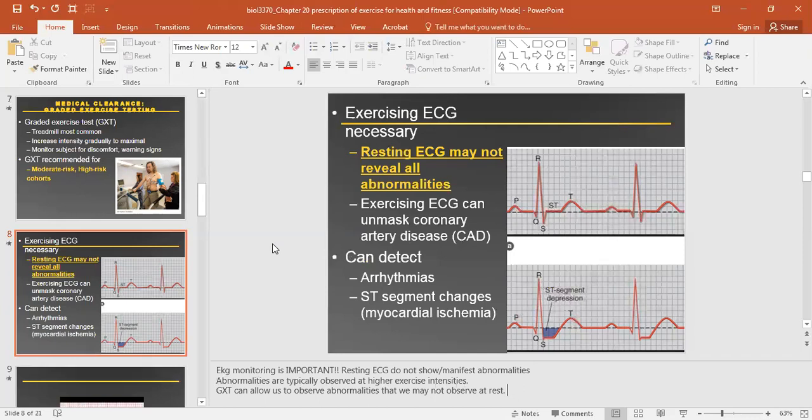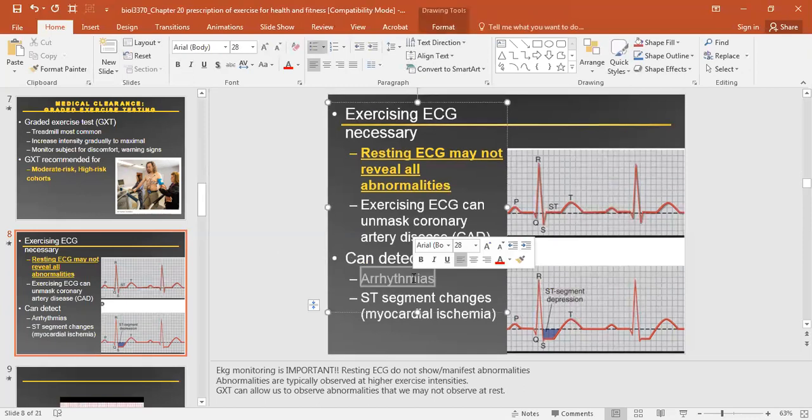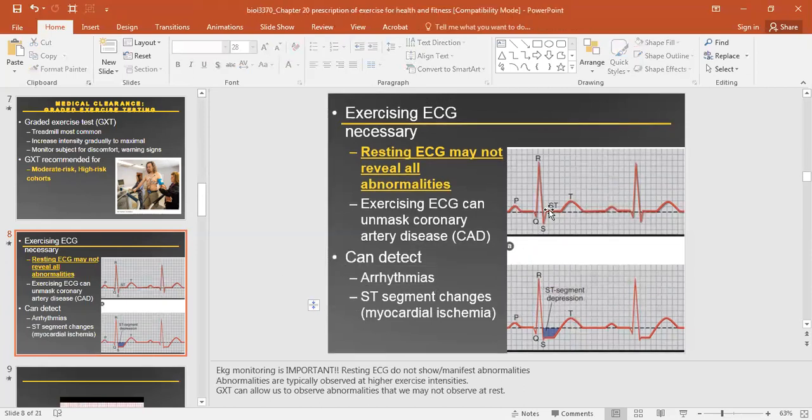An exercising EKG usually can unmask some indication of coronary artery disease, or it can detect arrhythmias. So you may have a slight arrhythmia that doesn't cause any problem while you're resting, but may be a big problem when you're exercising. There is a syndrome in kids called long QT syndrome. So remember, Q is here, right? That's the beginning of ventricular depolarization.